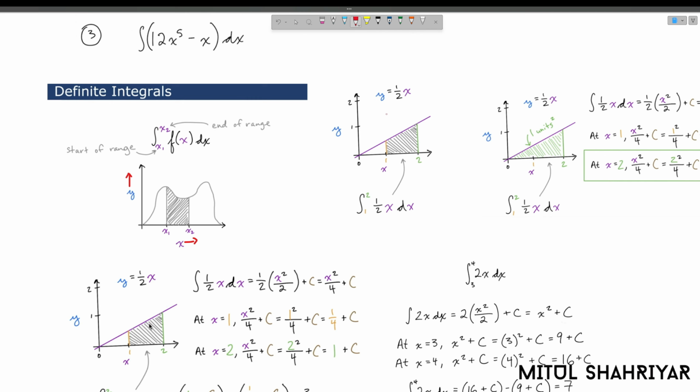Now for this one, if y equals half x, this is the line we have, that is m equal to half, that means 0.5, no problem. And if you want to get the area between 1 and 2, we set limits 1 and 2, with half x, so y equal to half x, dealing with the x-axis. From 1 to 2, so we write dx. Then we solve the integration and get the value.